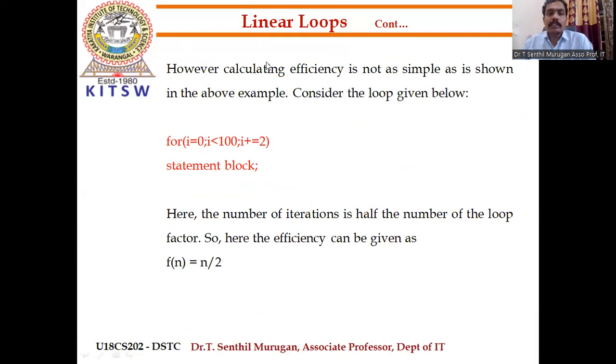Now we will discuss the same linear loop, but with a different loop factor: the loop factor is half. Every 2 steps the loop body will be executed. For example, i plus 2 means 0, 2, 4, 6, 8, like that, so it will perform nearly n by 2, like 50 times only. That is n by 2. That's why we can write f of n by 2.